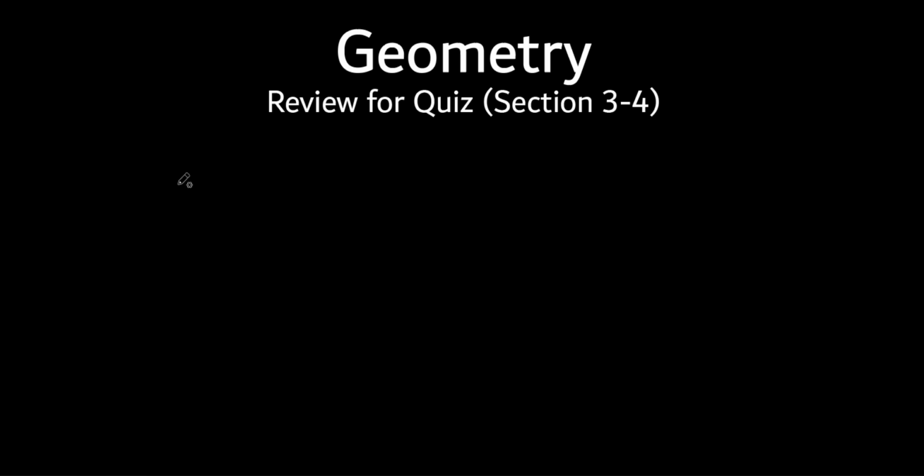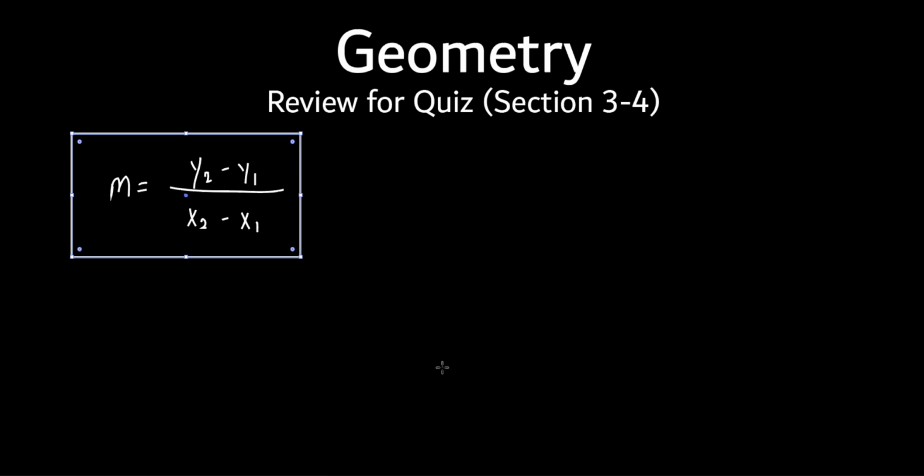So let's talk about slopes quickly. So what was the letter we used for slope? M, all right? So the slope is y2 minus y1 over x2 minus x1, all right? So that's something you need to memorize. You're also going to need to know the formula for the distance and for the midpoint as well. But I'm just going to talk about slopes for the next couple minutes.